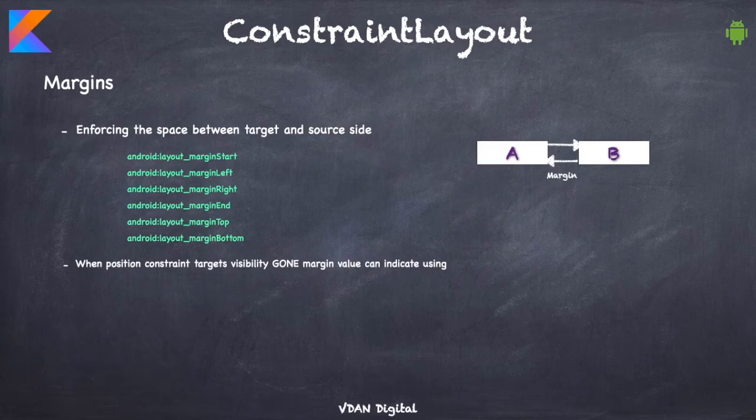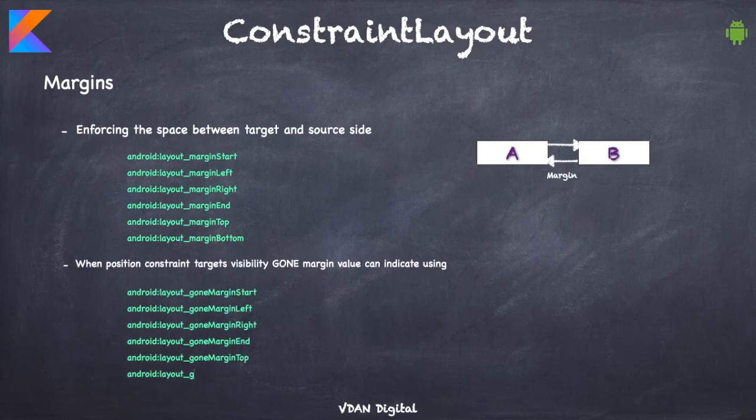When a position constraint target's visibility is gone, the margin value can be indicated using layout gone margin start, gone margin left, gone margin right, and gone margin end. So all these can be used. Suppose, for example here, button A's visibility is gone, then automatically the margin start for button B will use the values set for gone margin start, gone margin left.